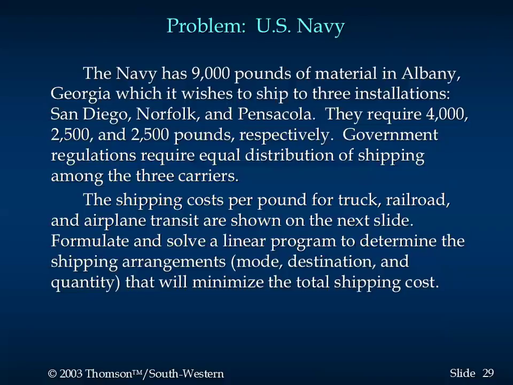Government regulations require equal distribution of shipping among the three carriers. Shipping cost per pound for truck, railroad, and airplane transit are shown in the next slide. Formulate a linear program to determine the shipping arrangements, mode, destination, and quantity that will minimize the total shipping cost.